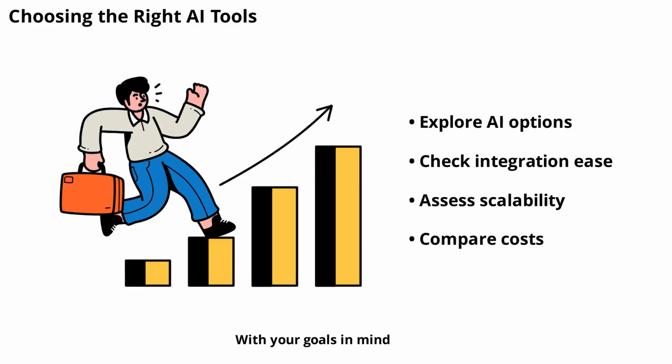With your goals in mind, the next step is to choose the right AI tools for your business. There are many AI solutions available, ranging from chatbots and virtual assistants to advanced data analytics platforms. Consider factors such as ease of integration, scalability, and cost. Research different vendors, read reviews, and request demos to see how each tool fits your needs. Selecting the right technology is key to a successful automation journey.